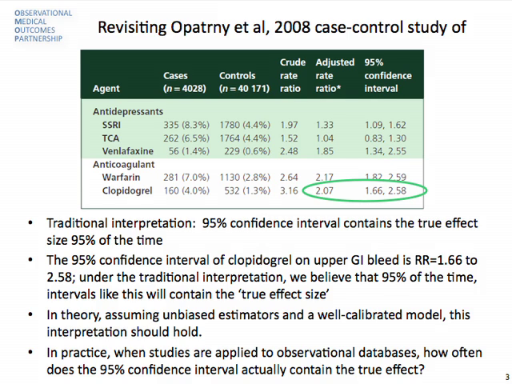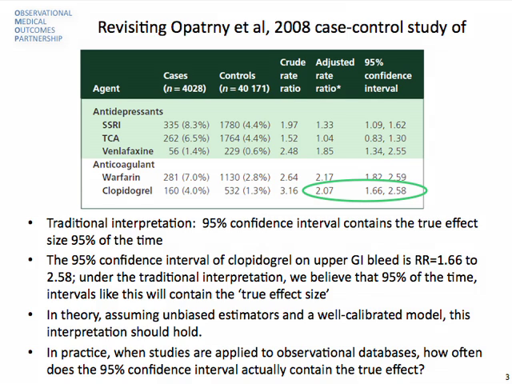When we see those numbers, we typically interpret a relative risk of 2 as a doubling of the risk, and the confidence interval of 1.7 to 2.6 as an effect size somewhere between a 70% and 160% increase for clopidogrel association with GI bleed. In theory, with unbiased estimators, a perfectly calibrated model and large randomized clinical trials, we could get away with that interpretation.